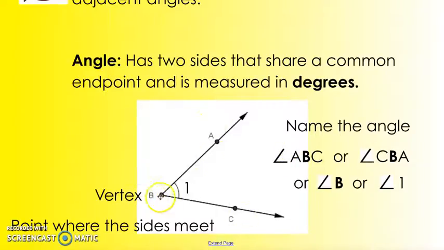Notice the vertex is in the middle. So B is always in the middle. Then the other way I could do it is C, B, A. So I can go the other way. So there are actually 4 different ways to name this angle.